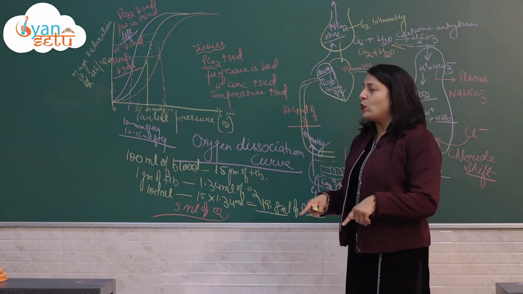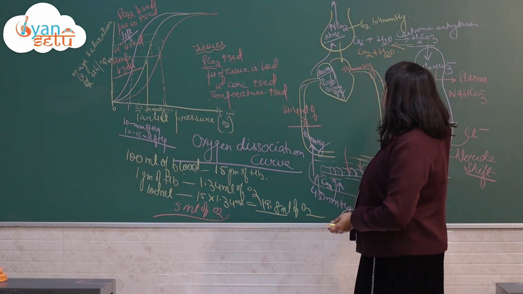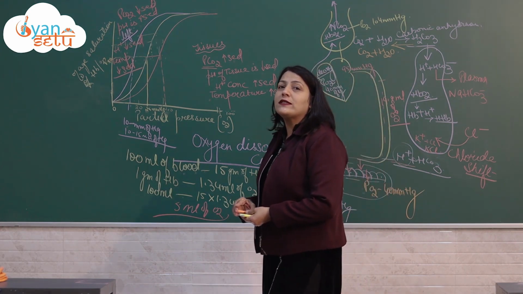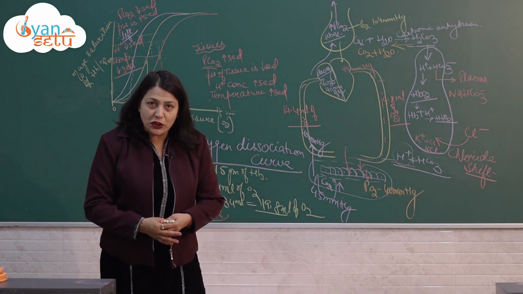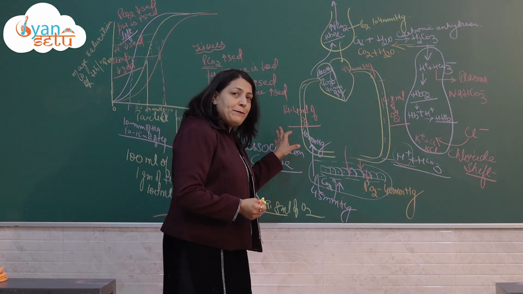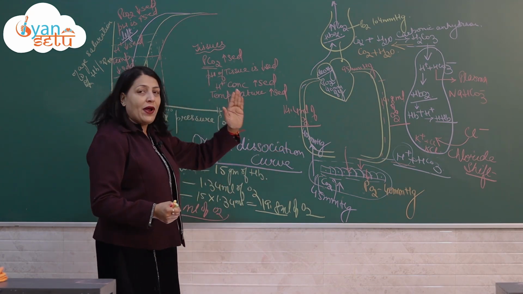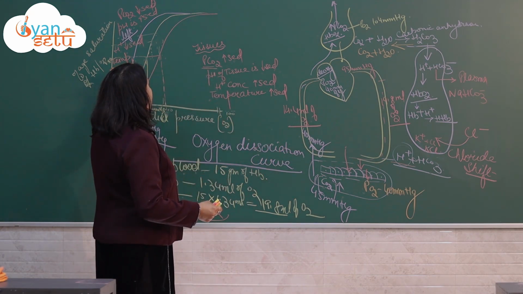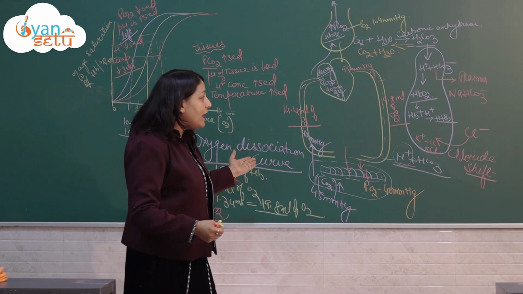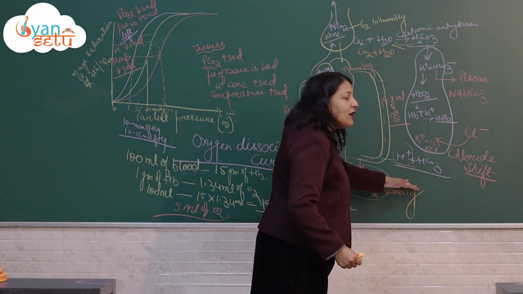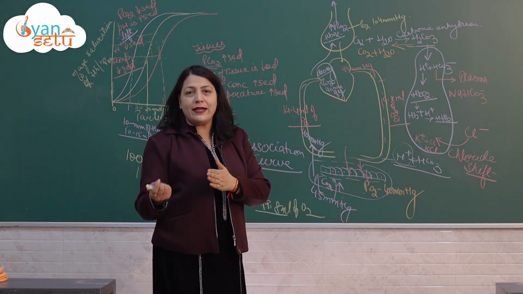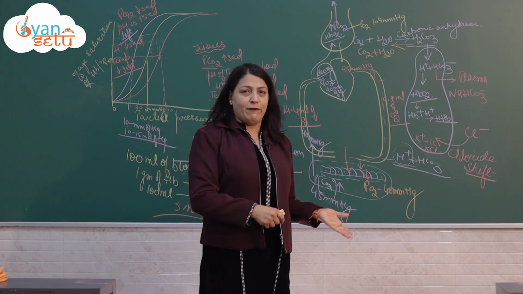So in this circulation, you can easily see how oxygen is transported to the tissues, what happened when the curve shifts towards the right side, what happens when the curve shifts towards the left side, what are the reasons for this shifting towards the right side and the left side.